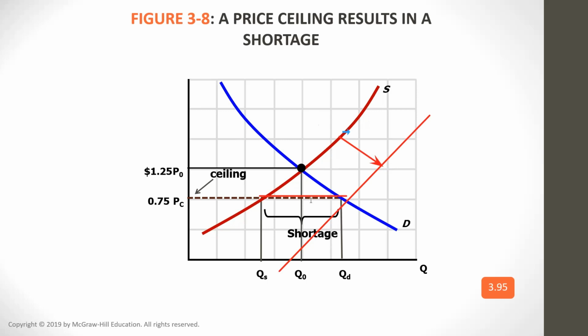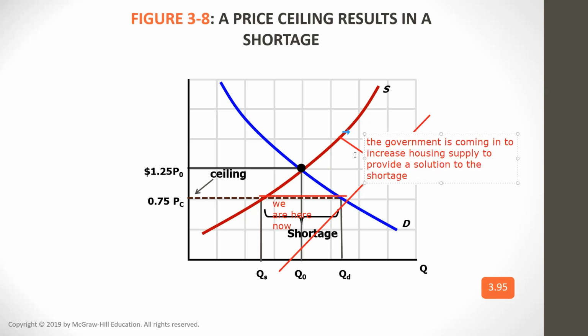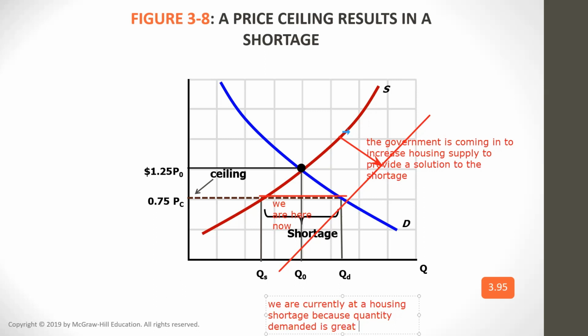So we are here now, basically here, and now the government is coming in to increase housing supply to provide a solution to the shortage. So we're at a shortage. We are currently at a housing shortage because quantity demanded is greater than quantity supplied.